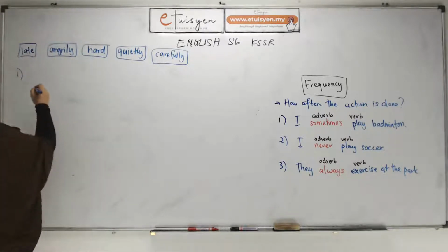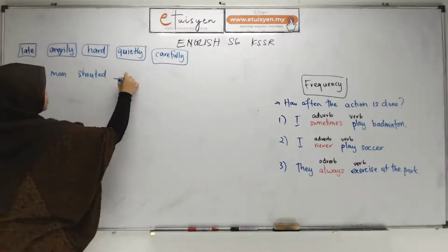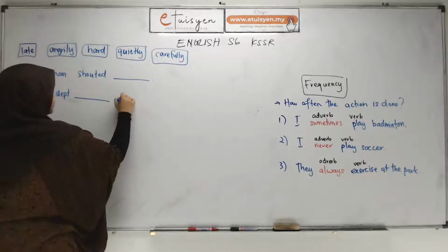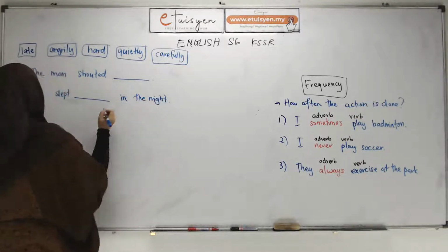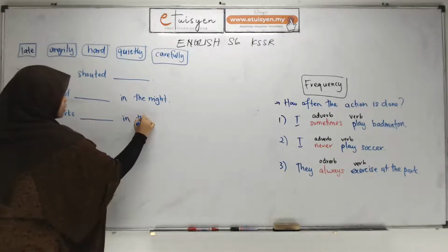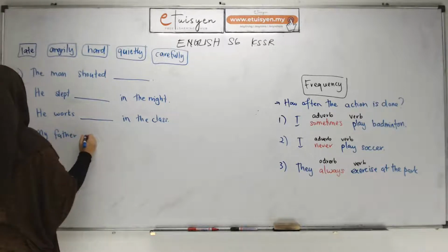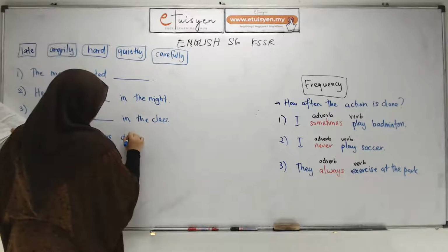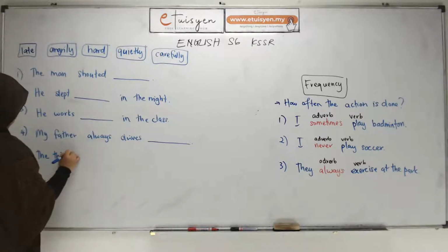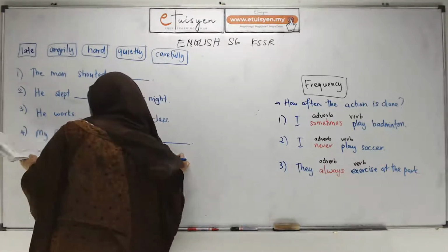Okay, so the questions are: Number 1, the man shouted. Number 2, he slept in the night. Number 3, he works in the class. Number 4, my father always drives me. Number 5, the thief crept into the room.